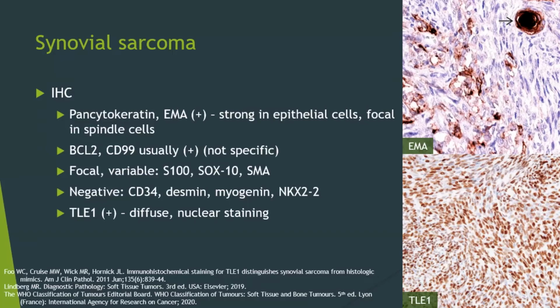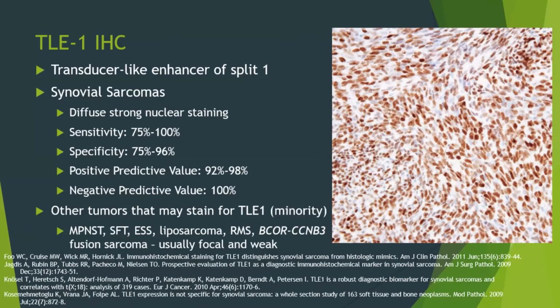Now, there is a newish IHC for synovial sarcoma called TLE1. TLE1 must have diffuse nuclear staining for you to consider synovial sarcoma. TLE1 IHC had been studied for synovial sarcomas. For you to say that it is positive in the context of synovial sarcoma, the staining must be diffuse and strong. Now, the sensitivity of TLE1 IHC is 75 to 100%, and the specificity is 75 to 96% depending on the study, because different studies used different criteria for judging positivity.